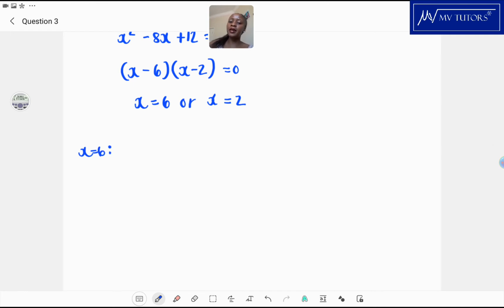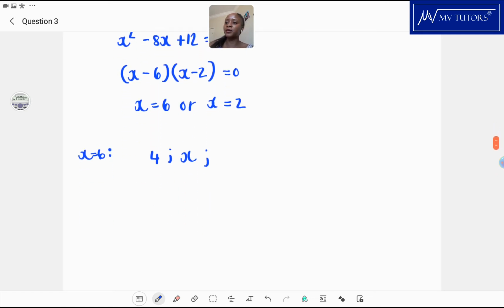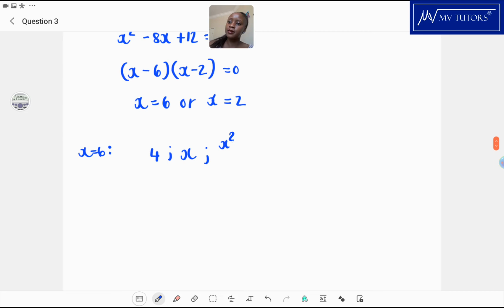Okay, remember my geometric sequence? It was 4, x, x, and the last term was x squared over 4, right? So I figured that x is 6, so I can put it in. 6 squared is 36, divided by 4 is 9.